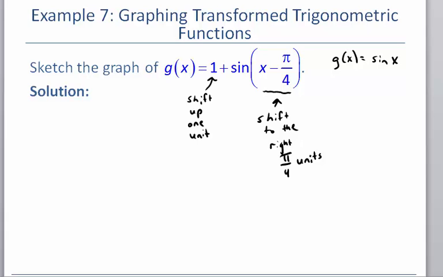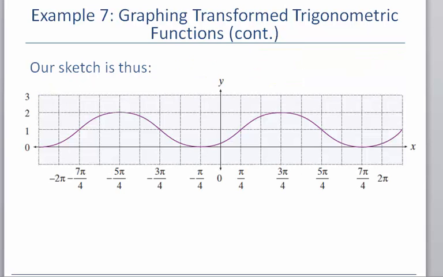Okay, and so the only changes that we have are the two that we've noted. We've got a shift to the right and we've got a shift up. So again, you can take that basic sine graph, which looks like this, and you can move it to the right by pi over 4 and then move the entire graph up 1 unit. All right, so let's look at that. Let's kind of look at what happens to some of these points. And I'm going to go ahead and flip to the answer so that we can see what it looks like.